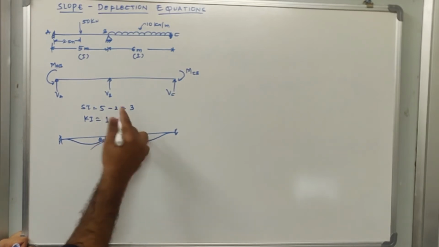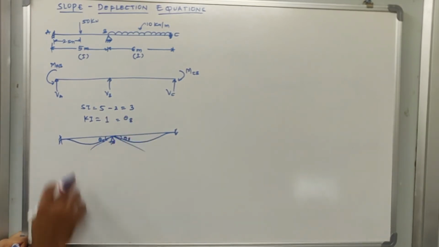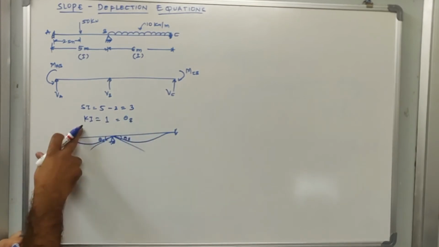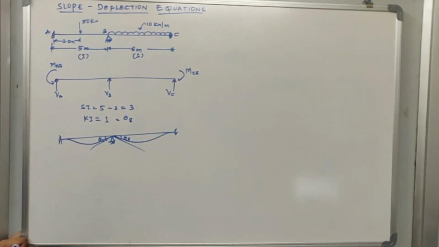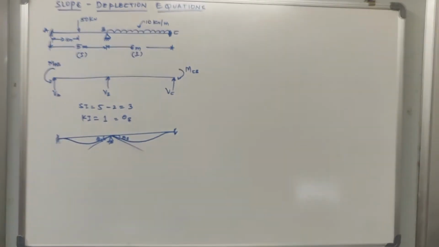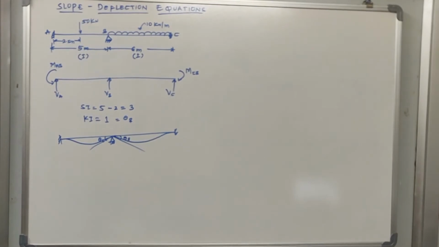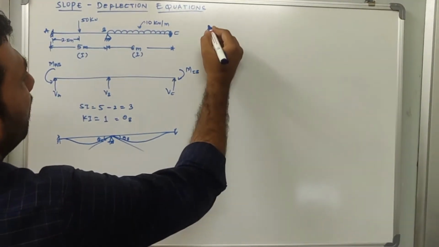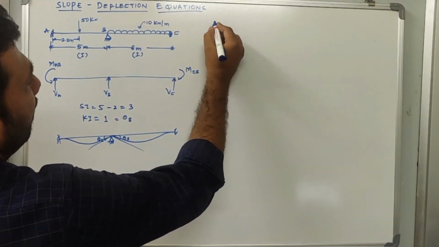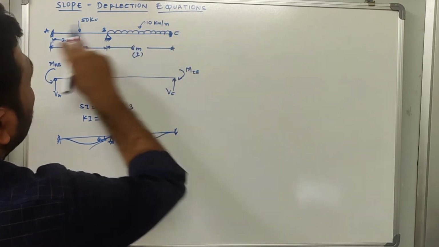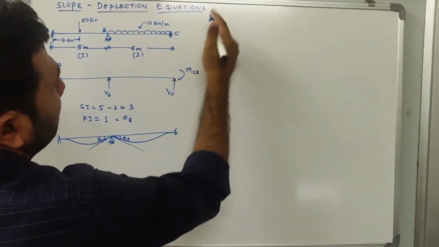So how many static indeterminacies? 3. Kinematic indeterminacy is 1, right? So after understanding both, we can be able to solve. First thing we need to do is understand the number of elements that we have. We have 2 members, which are AB and BC.